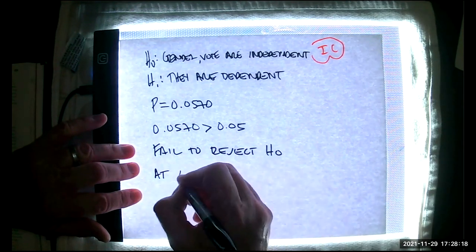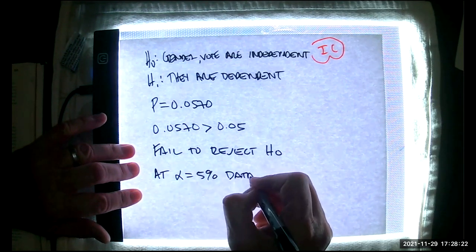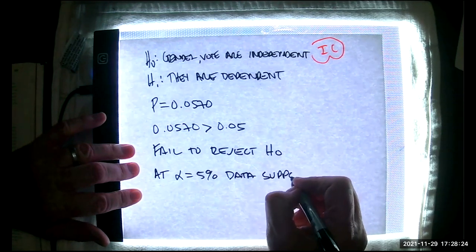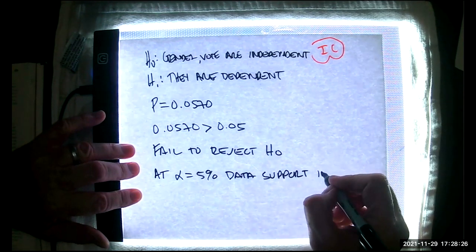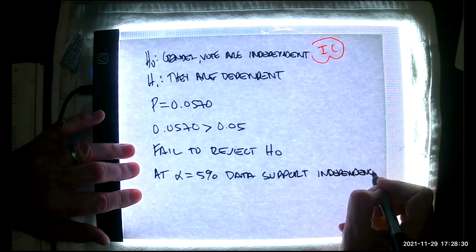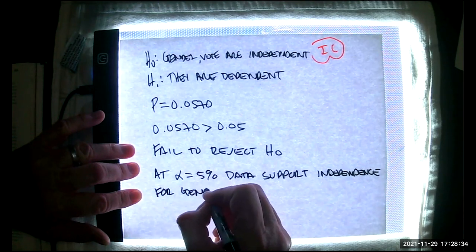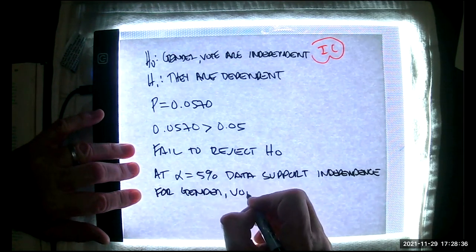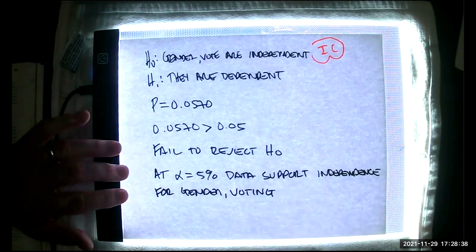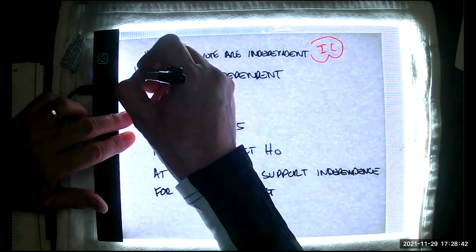So at alpha equals 5%, data support independence for gender and voting. And that's your basic test of independence.